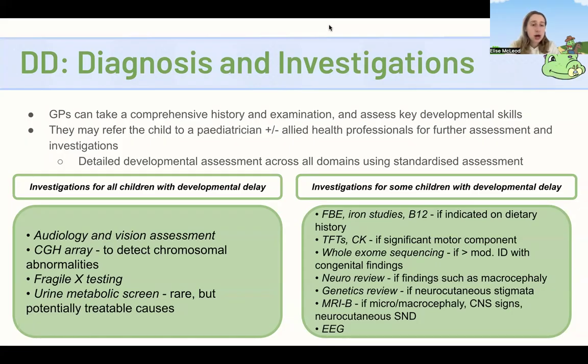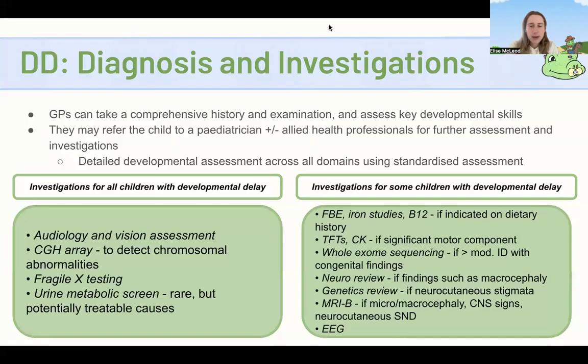A CGH array is used to detect chromosomal abnormalities. Fragile X testing is often quite standard these days as well and is Medicare funded. And a urine metabolic screen can be done for rare conditions, but often quite treatable. So it's good to do. And then, depending on the history, you might do some other investigations. So, if you've got dietary concerns, you might run some standard bloods. If there's a motor component, you might be willing to look at TFTs or creatine kinase.